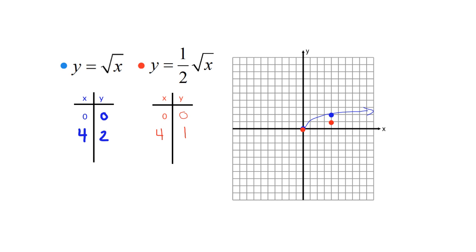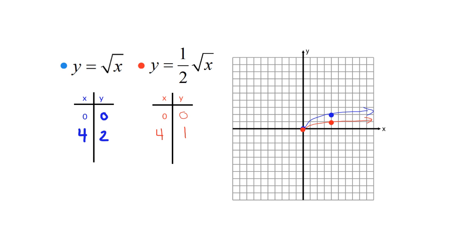Oops, that's not a very good one. I'm going to do it again. There we go. It is more narrow than our blue parent function. It's more narrow. Remember, when we had a 3 out here, it was wider. But when it's a half, it's more narrow.